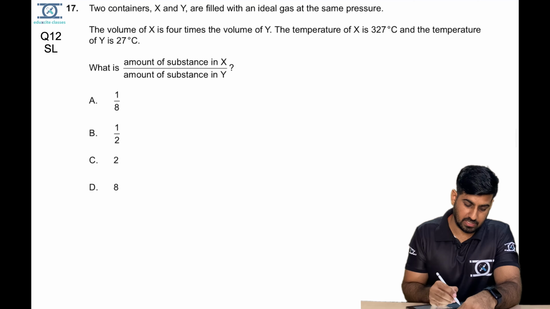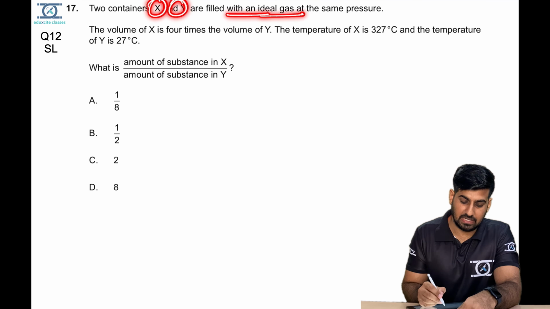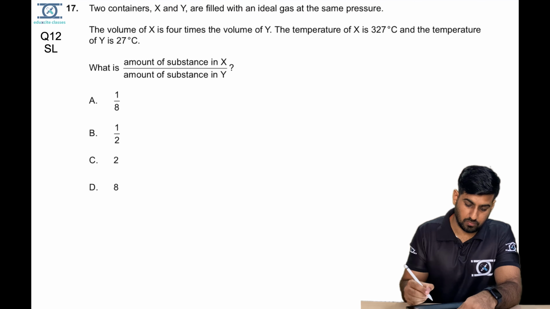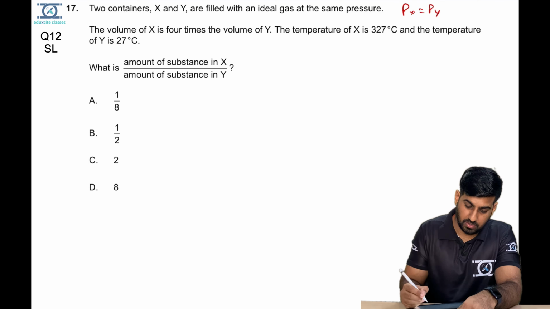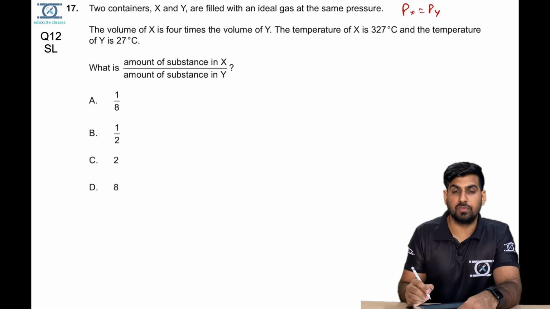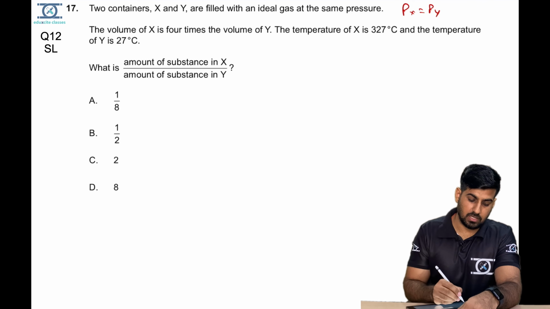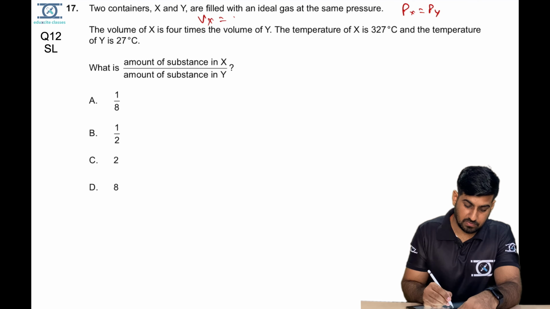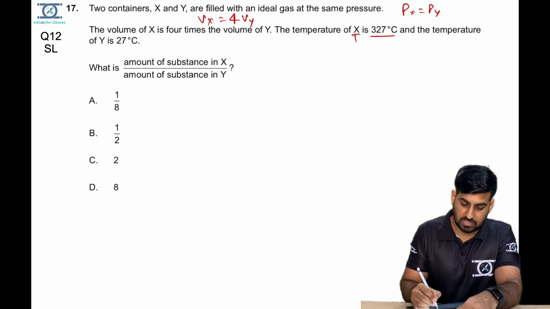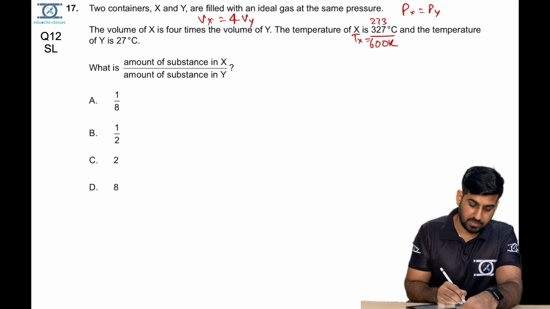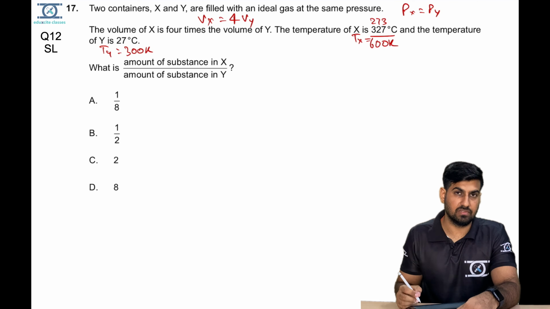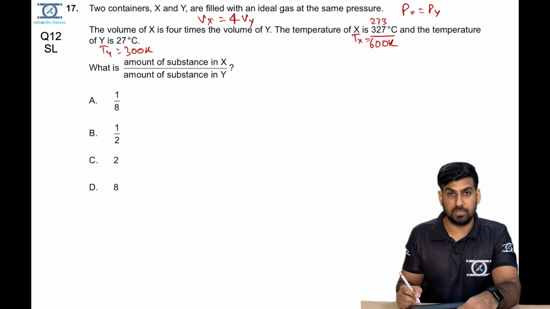Now question number 17, again two containers X and Y are filled with ideal gas at the same pressure. So pressure of X is equal to pressure of Y. Ideal gas is given, so we can use the ideal gas equation here. Volume of X is 4 times the volume of Y. The temperature is 327 degrees Celsius, so temperature in Kelvin we have to use. To 273 you have to add, which is 600 Kelvin, and the temperature of Y will be 300 Kelvin.